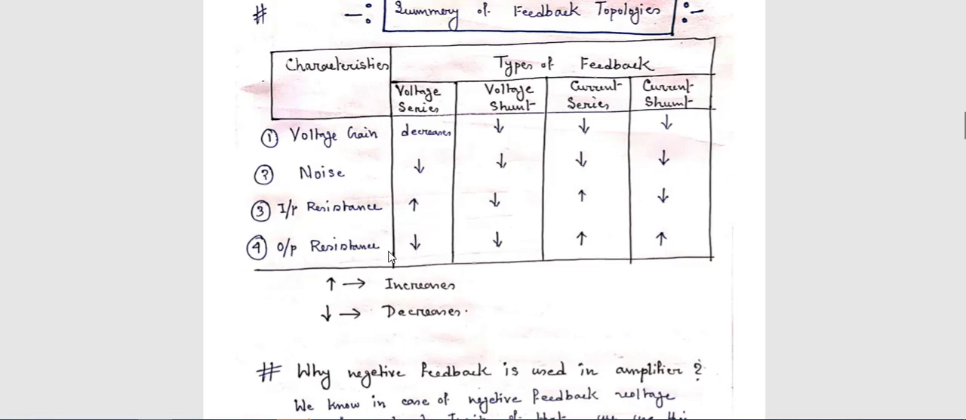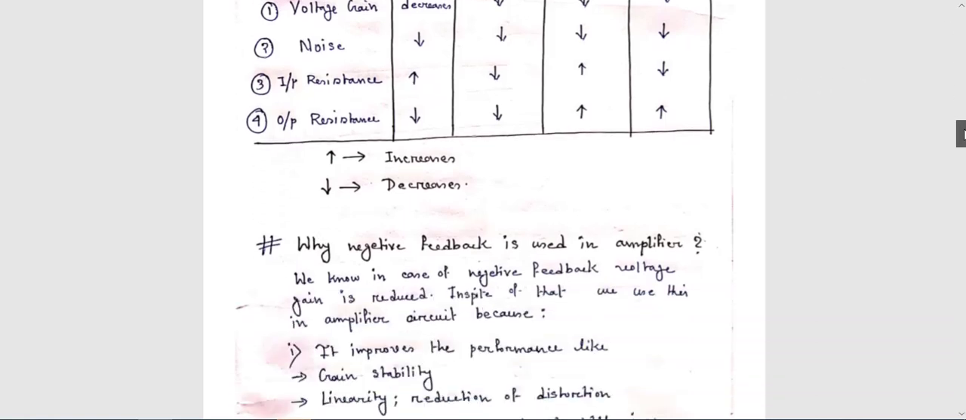Next parameter, that is output resistance. Now if you compare the output resistance for these four topologies, here the output resistance is low for voltage series and voltage shunt, but output resistance is high for current series and current shunt. So you go through this table because this table is very important for short questions. Okay.